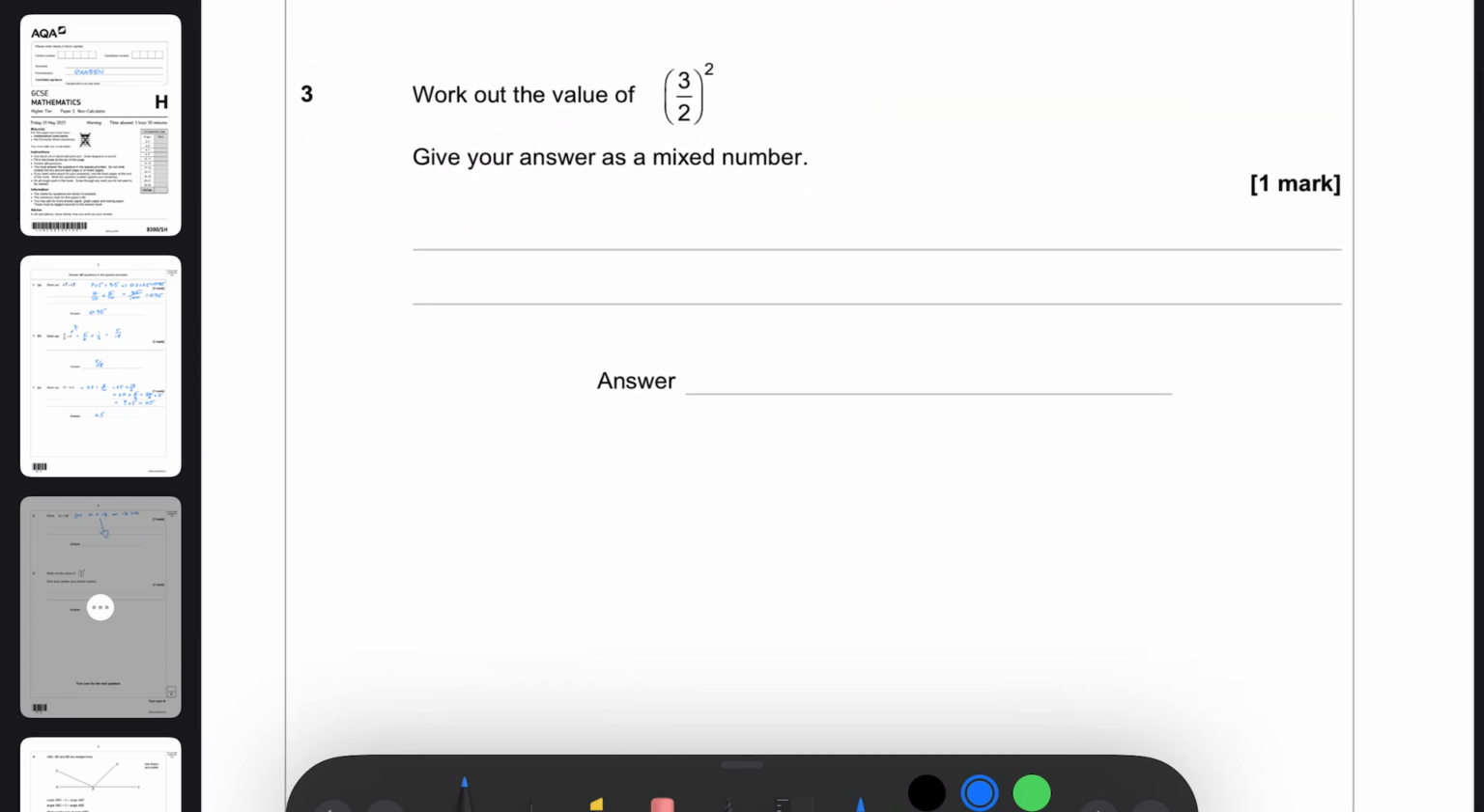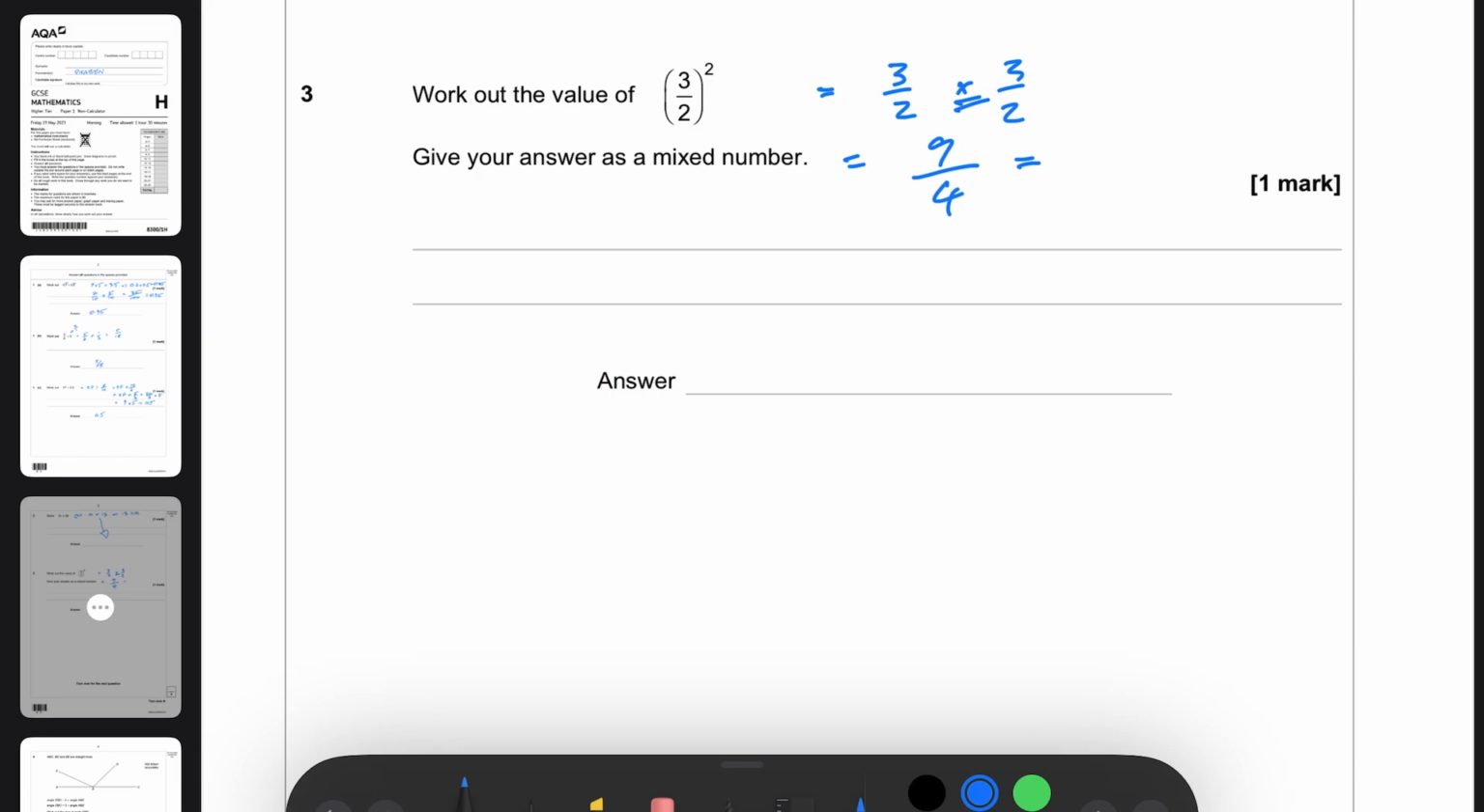Right, and once again, question 3. 3/2 squared. These questions are pretty easy. They're meant to be done in a few seconds. They're just meant to test your knowledge. So 3/2 squared is equal to 3/2 times 3/2, right? A number squared is a number multiplied by itself. Be careful about that. Which gives you 3 times 3 is 9, divided by 4. And they want the answer as a mixed number, right?